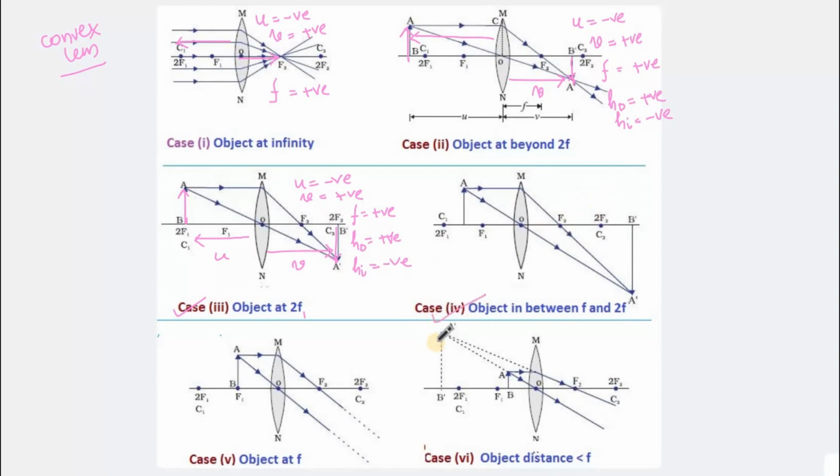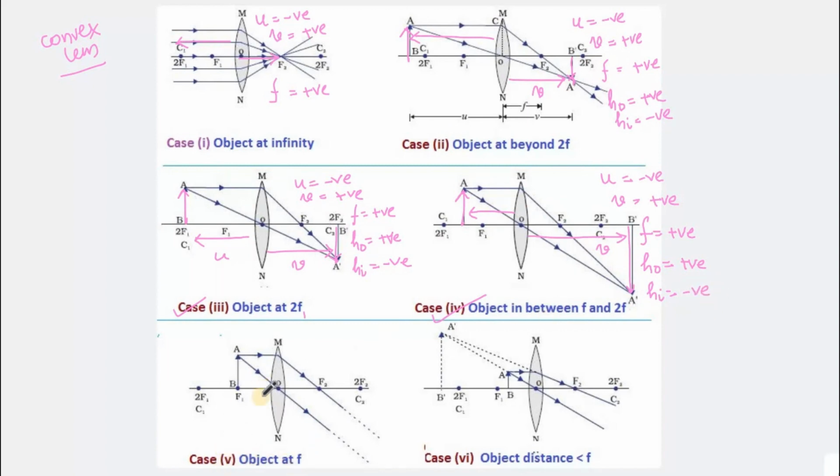Now in the next case, when the object is between 2f1 and f1, this is the object distance, u is negative. This is the image distance, so the image distance is positive. Next, the focal length is positive. The height of the object, which is lying above the principal axis, is positive. The height of the image, which is lying below the principal axis, is negative.